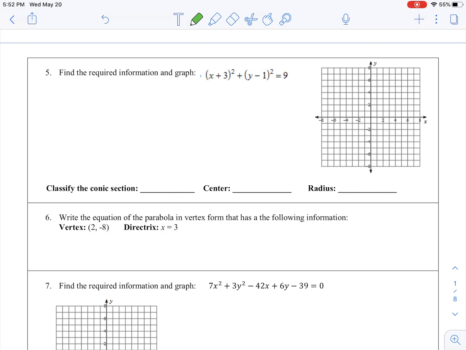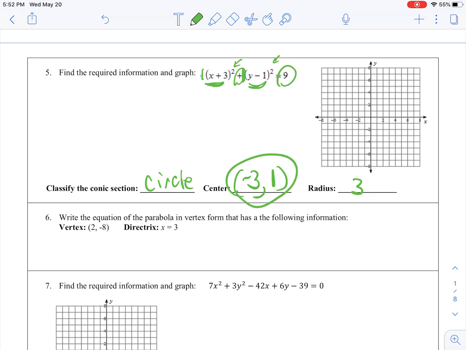Alright, this is a circle. Let's talk about y. Two things are squared. It's plus, and the coefficients are the same. So this is a circle. The center of the circle, watch your variable. X would be -3, and your y component would be 1. The radius is the square root of 9, which is 3. So you go to -3, 1, and then you're going to radiate out 3. 1, 2, 3.